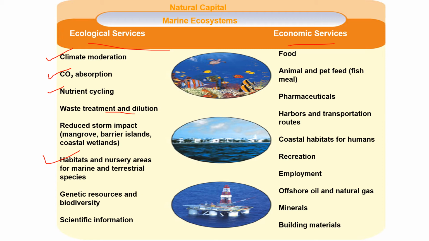The nesting or breeding grounds of different organisms are in the coastal and marine ecosystem. And genetic or biological diversity is a diverse ecosystem. Till now, a lot of species have not been discovered from the ocean, at least 90% are not discovered yet. And we are getting lots of scientific information from the ocean ecosystem. And if we look at the economic services, it is a huge economic service. Basically, natural resources are depleting in the terrestrial ecosystem.